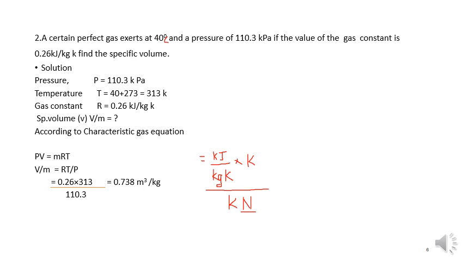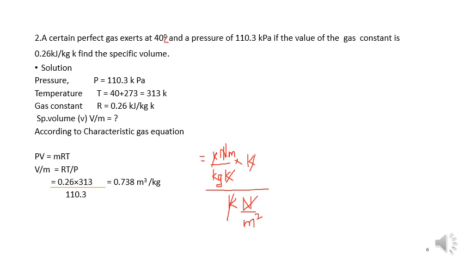Per means it is a division. Here I am writing this joule as a Newton meter, since 1 joule is nothing but 1 Newton meter. First I am cancelling Kelvin and Kelvin, and next kilo in the numerator with kilo in the denominator, and next Newton in the numerator with Newton in the denominator.